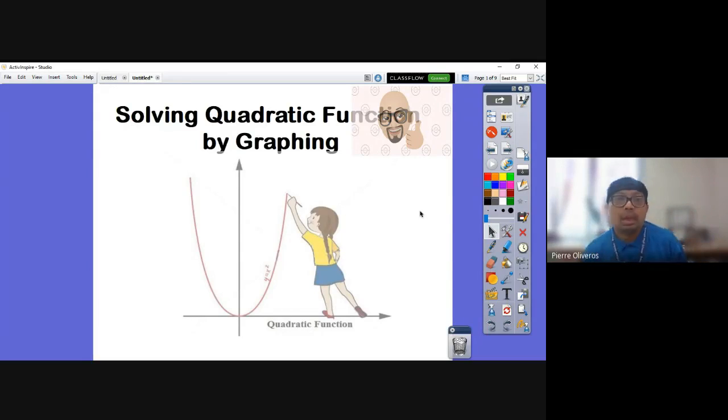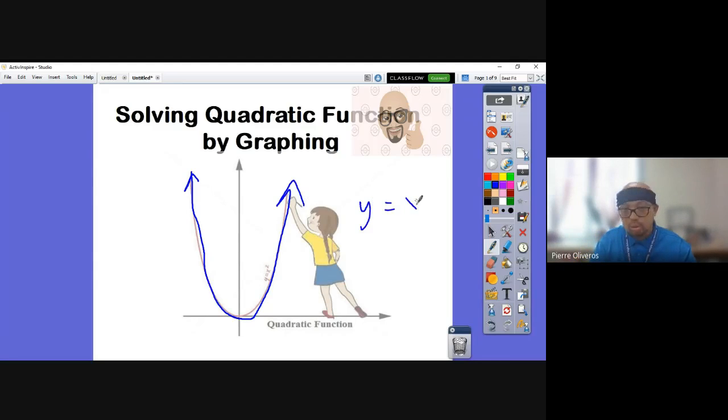And today we're going to learn about solving quadratic functions by graphing. We know already that the graph of a quadratic function is a U shape, which is called a parabola. And this parabola can open upward or open downward. And we know that the parent function is y equals x squared. That's why it opens upward. And if that's negative, it opens downward.